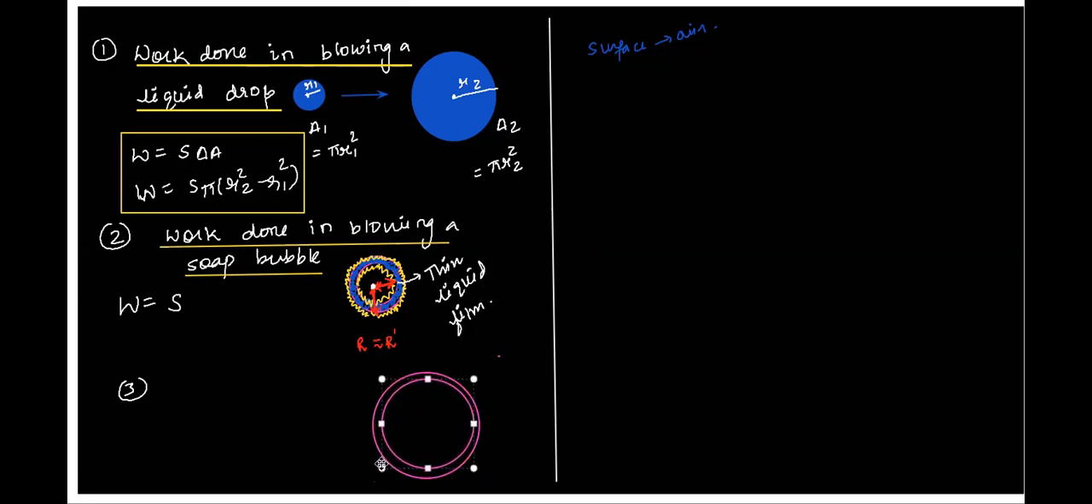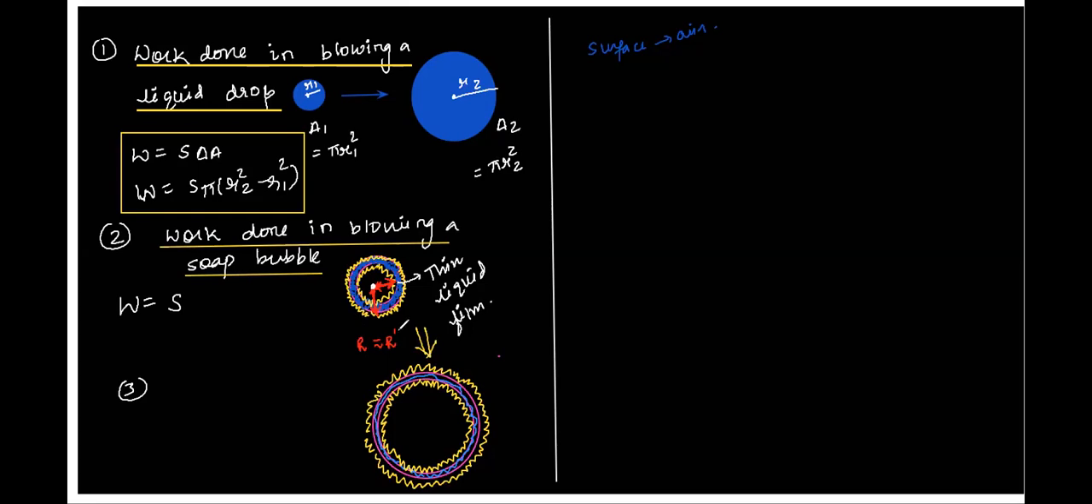Again, you have liquid film which is filled in between. In this entire zone, there is liquid film. And you have two surfaces, inner and outer. So one change of surface energy will be reflected for the outer surface, whereas the other change of surface energy will be reflected from the inner surface. Am I correct? Yes, sir. So you have two surfaces and therefore you'll have two terms. One will be for the inner surface and one for the outer surface.